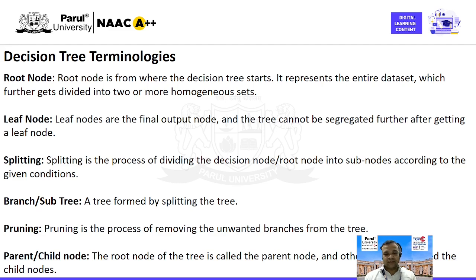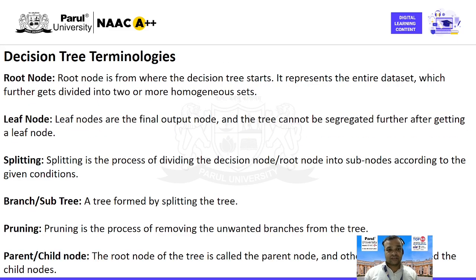Splitting is the process of dividing the decision node, or you can say root node, into sub nodes according to the given condition. Branches and subtree: a tree formed by splitting the tree. Pruning is a process of removing the unwanted branches from the tree. Parent and child node: the root node of the tree is called the parent node, and the other nodes are called the child nodes.